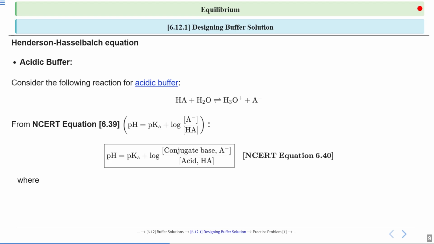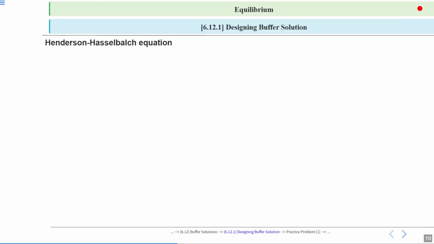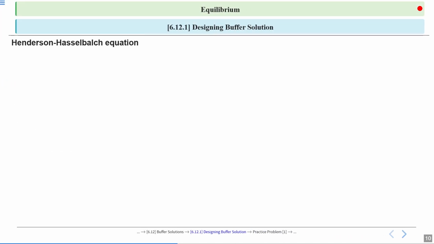Here, you know it very well that A minus is the concentration of conjugate base and HA is the concentration of acid. We have already defined this, but still you should remember this equation as a whole. Now, can we derive it similarly for the basic buffer? Yes, we can do it. So, try to derive this formula. I am giving you the final formula. You will follow the same steps. There is a very minute change which will be according to the basic buffer because you are doing it for the basic condition.